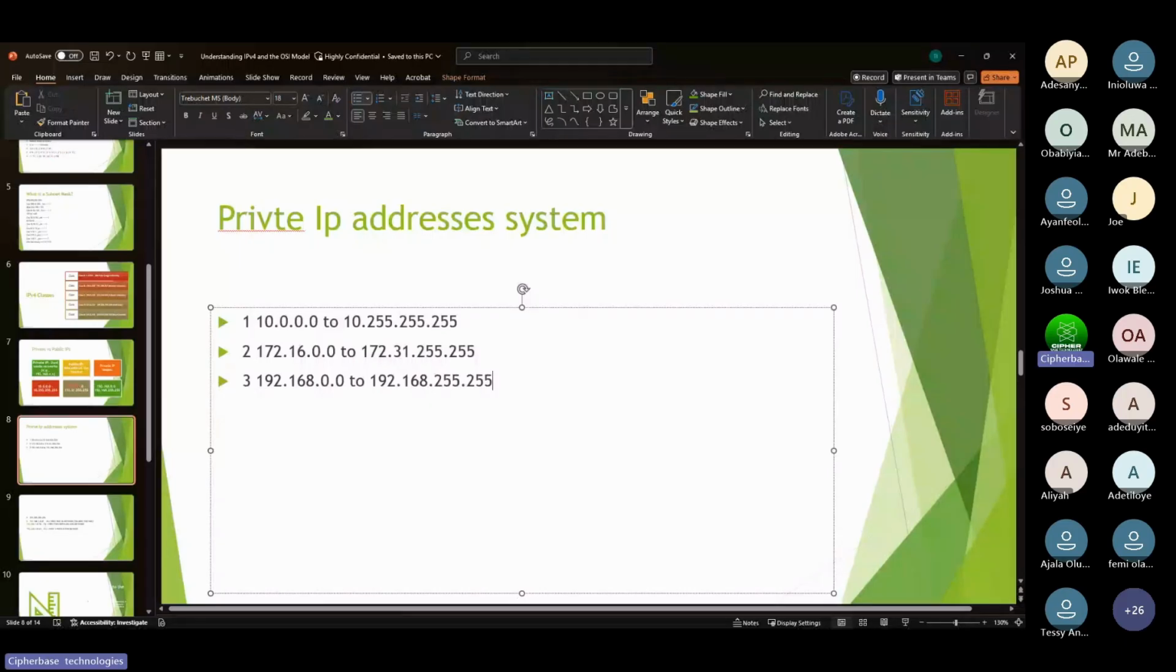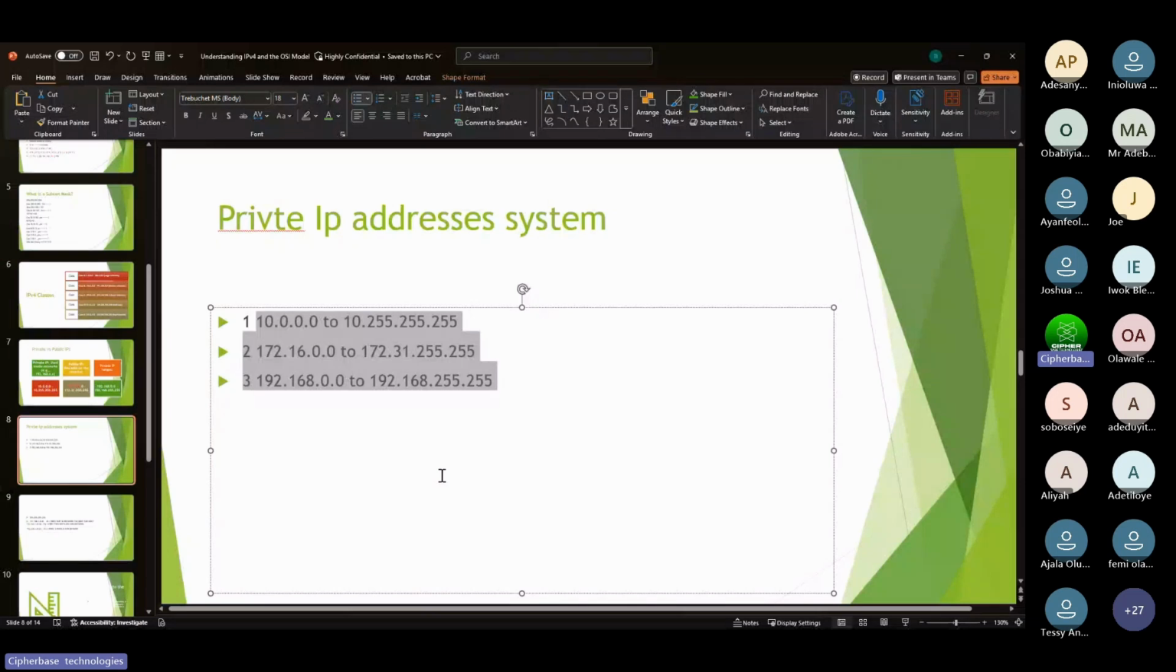So private IPs only work inside your house, school, or office, not on the internet. That's what I want you to understand. Private IPs only work in your school, offices, house. You can't find them on the internet. And I will show you why.